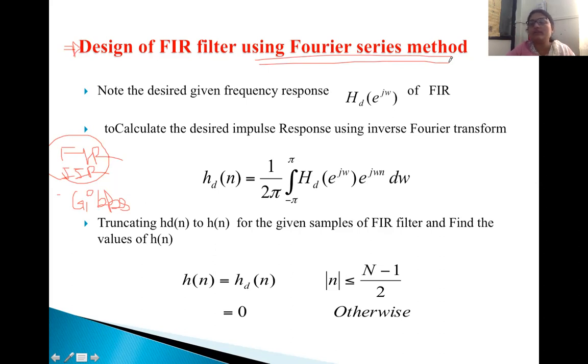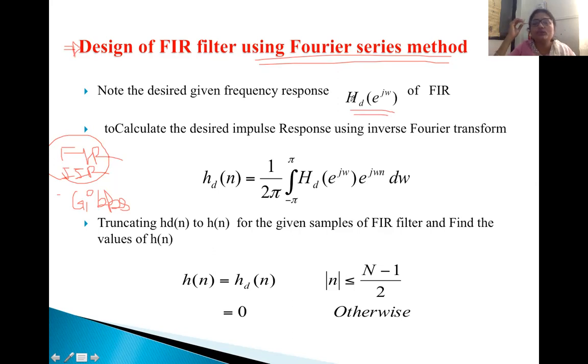The very first method is called the Fourier series method. There are certain steps that one needs to follow in order to design the FIR filter. Note that the desired response is given. This is represented as HD of e raised to j omega, the desired frequency response.